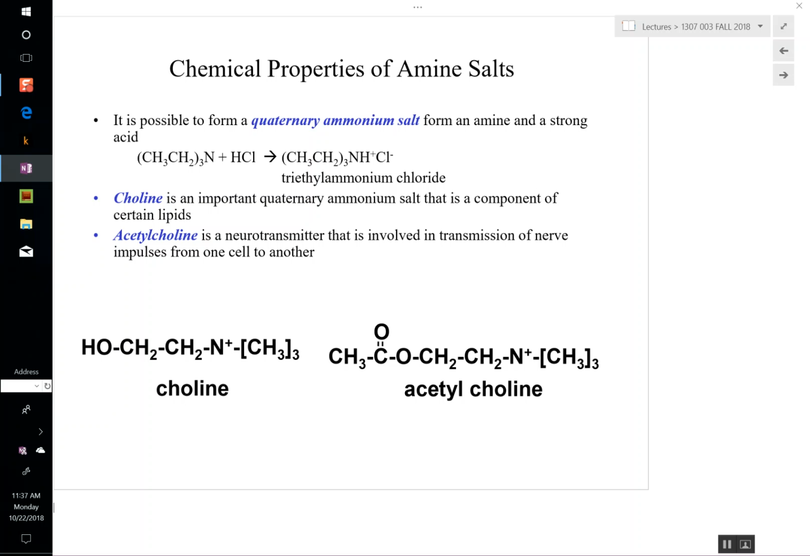All right, and there's a +1 charge on here. This is a positively charged species right there. There would be a counterbalancing chloride somewhere, or a counterbalancing negative ion of some sort. It could be, probably most often is chloride.